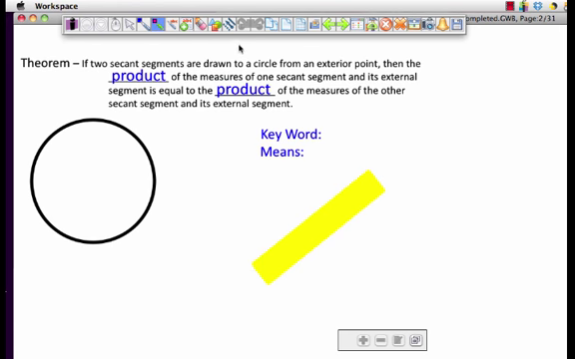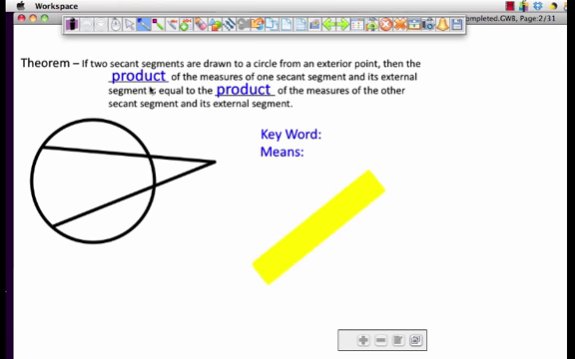Two secant segments look like this. Goes through the circle twice, and it's not a secant line, it's a secant segment. And you need to have another one that they're secant from the same external point. Okay, and this can happen with other kinds of segments as well, as long as they meet on the outside. Here's the trick.